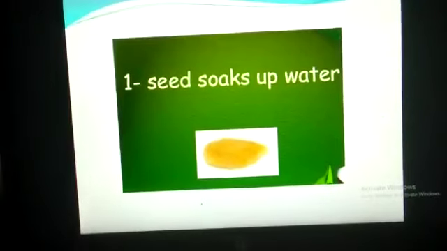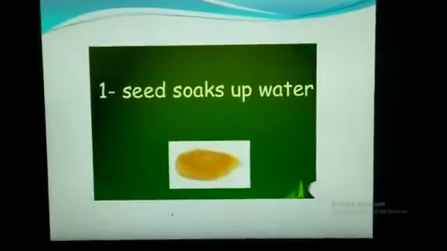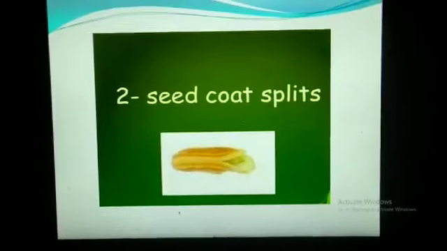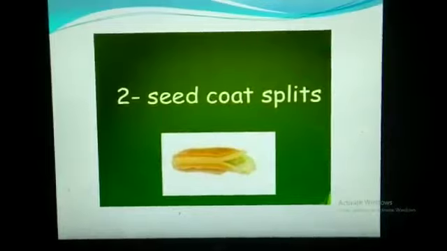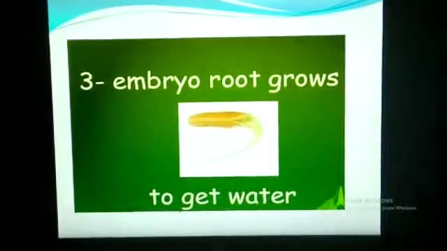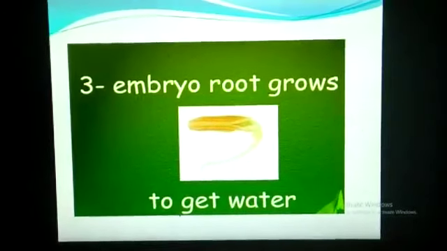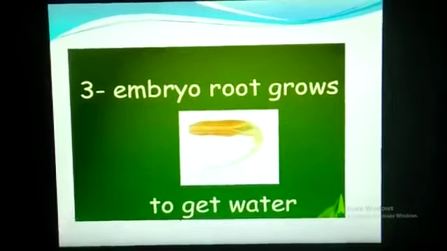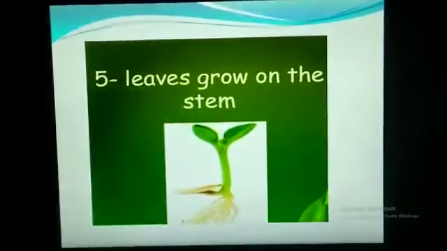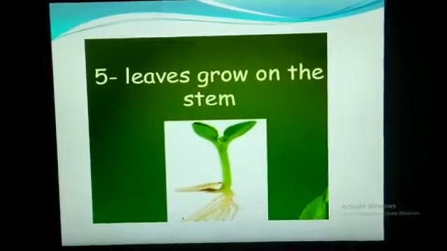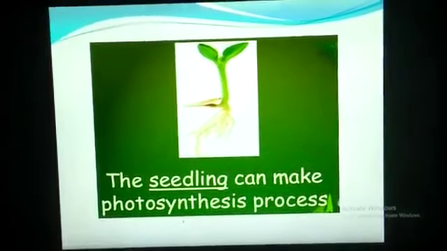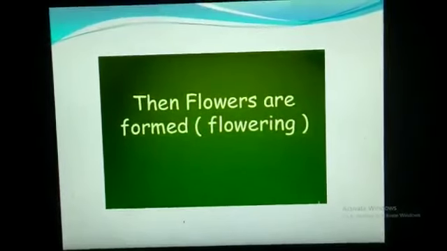This is number one: the seed soaks up water, meaning the seed starts to take water into itself and swells. This is imbibition. The seed coat splits. This is the second diagram. After getting water, the embryo root grows out to get water. Again the embryo root comes out of the seed and gets further water. Then the embryo stem grows. Finally the leaves grow on the stem. Then the seedling can carry out photosynthesis by itself. Then flowers are formed.